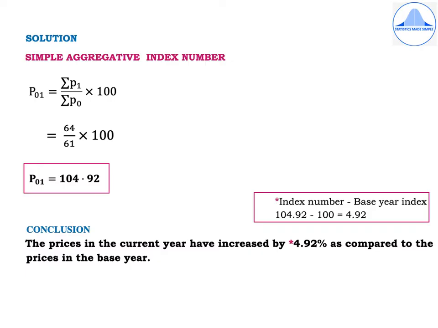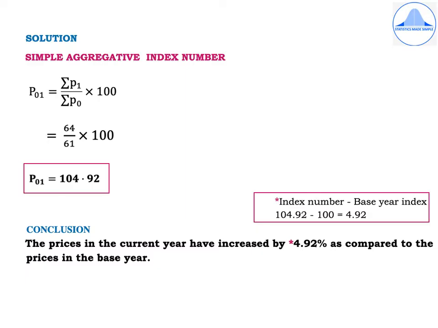Now in this particular question, they have also asked you to comment. Now we have learnt that the base year index is 100. So let's do the calculation at the side like I have done in the pink box, index number minus base year index. So the index number which we had obtained for this problem is 104.92. When subtracted from 100, we get the value 4.92.